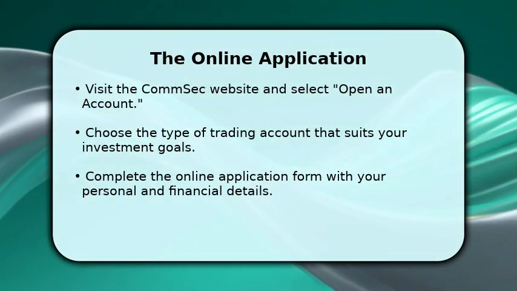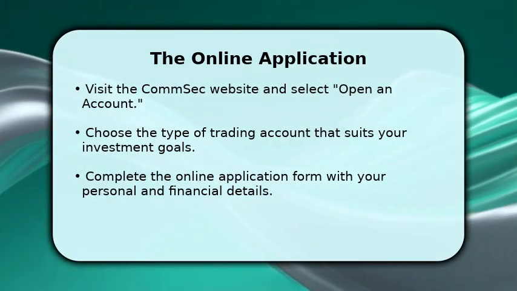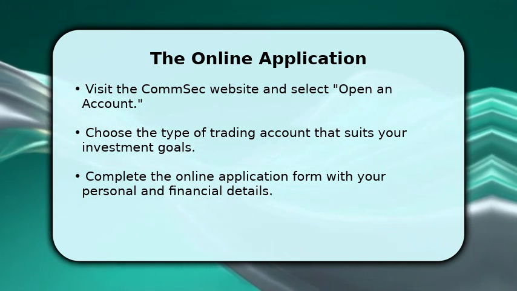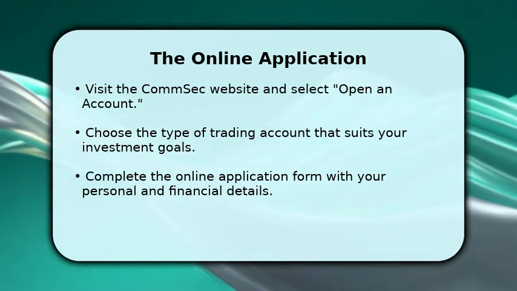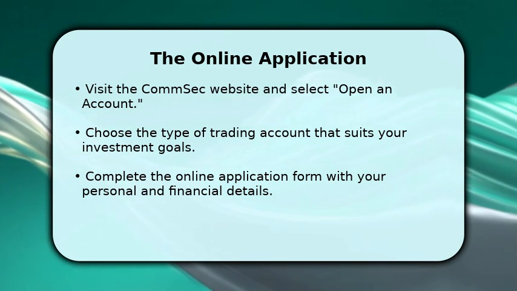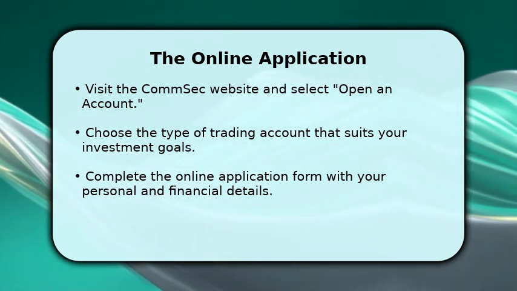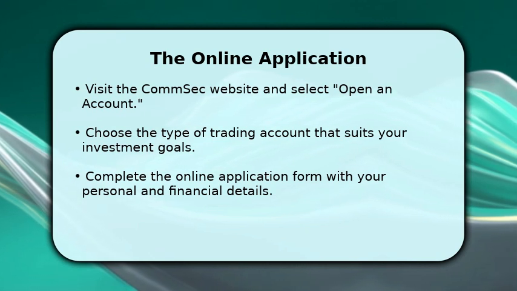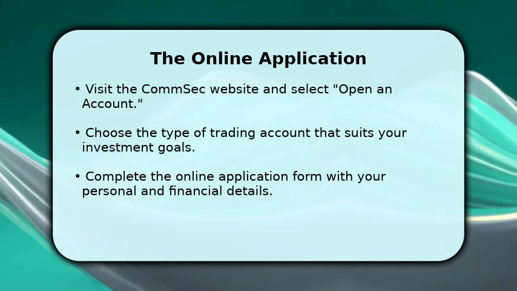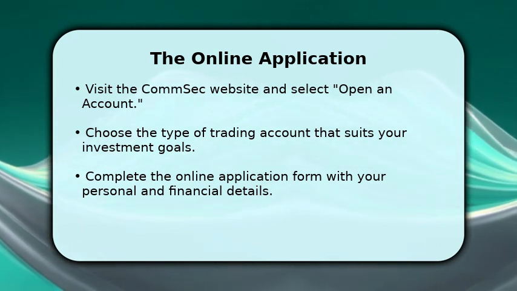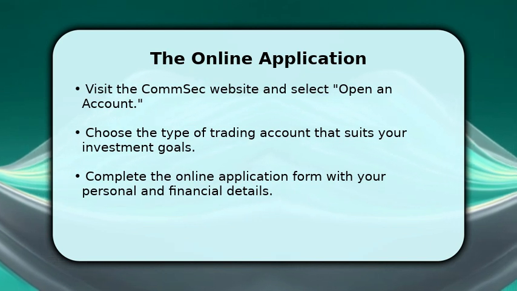Once prepared, navigate to the CommSec website and select the Open an Account option. You will then choose the specific type of trading account that best aligns with your investment objectives, whether it is for shares or other products. Proceed to complete the online application form, accurately entering all your personal and financial details. Double-check everything before submitting to avoid any delays in processing your application.